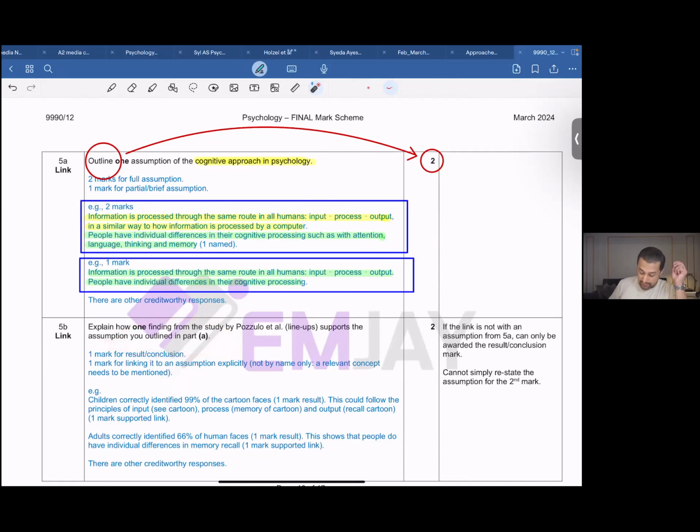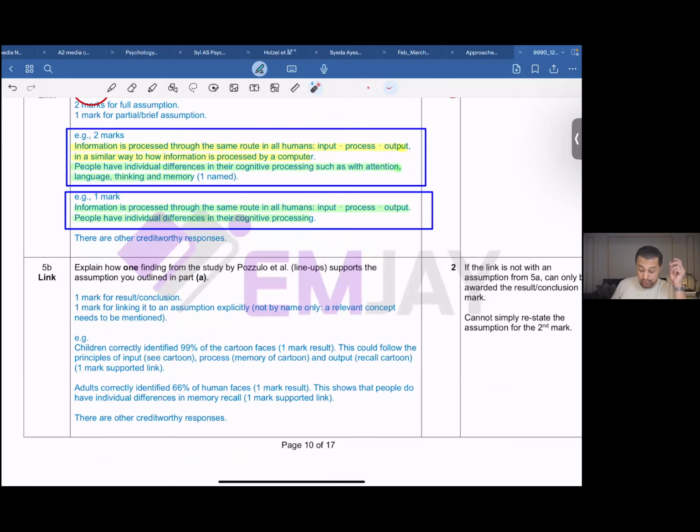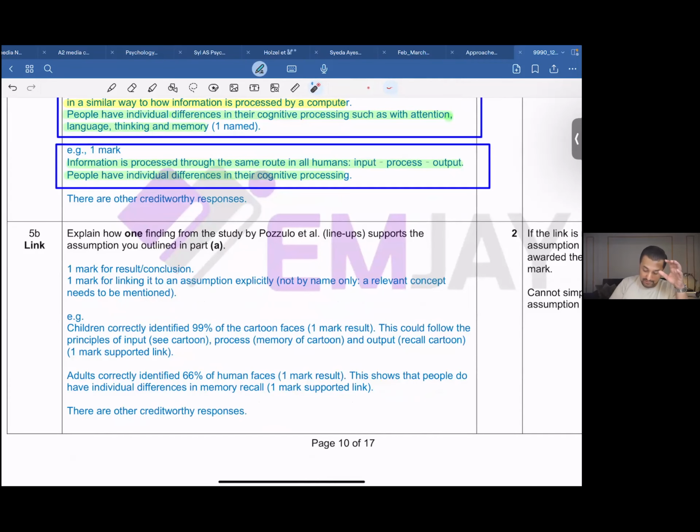So, explain how one finding from the study by Pozzolo et al. supports the assumption you outlined in part A. Again, the answer that you're providing in part B should be linked to A, right? This is what I was talking about. Now, taking this ahead, an example of this could be: children correctly identified 99% of the cartoon faces. This was the mark there for the results you provided. This could follow the principles of input, that is seeing cartoon, processes, that is memory of cartoon, and output, that is recall cartoon. This is how you're scoring the first mark. And this is how you're scoring the second mark that I've highlighted over here in green.